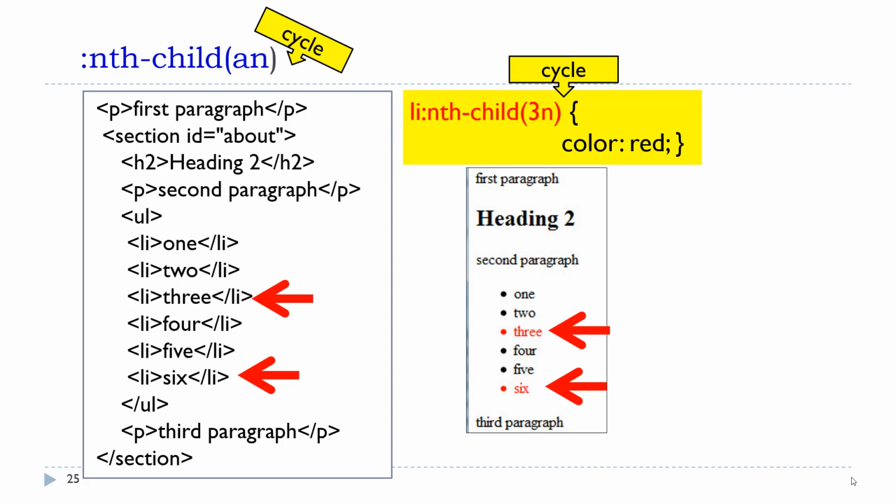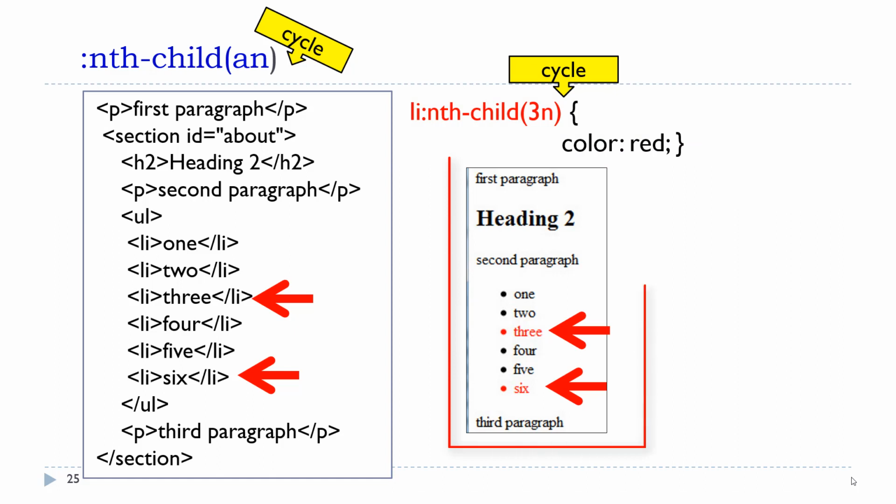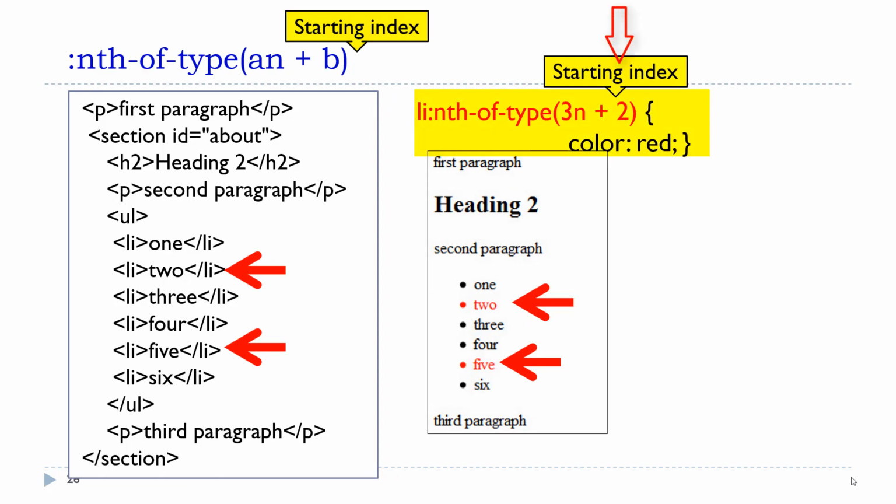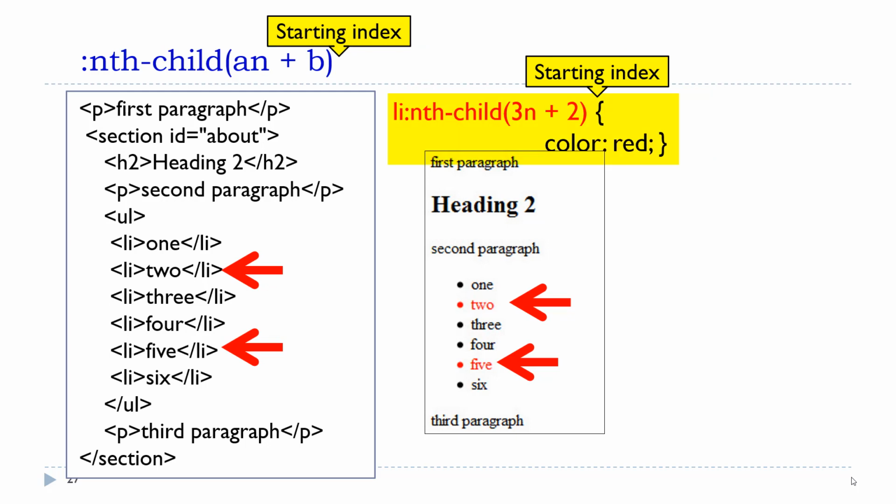We can do this with the nth-child. We can have a cycle set for the nth-child. Because I used the li example, the third and the sixth are styled red. We also can indicate a starting index for the cycle. So if we wanted to start at a certain position and start the cycle from then, this is how you would do it, adding the index position after the 3n, plus 2. And you can also do that with the nth-child. You can specify a starting index from where you want the cycle to start, and it will start at that point.